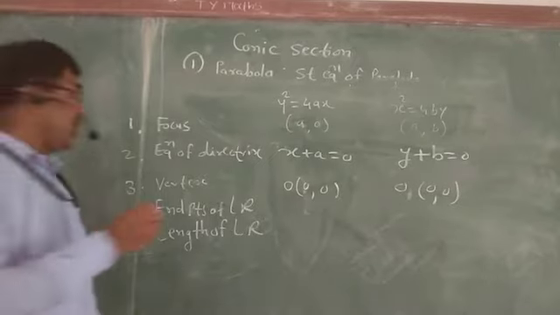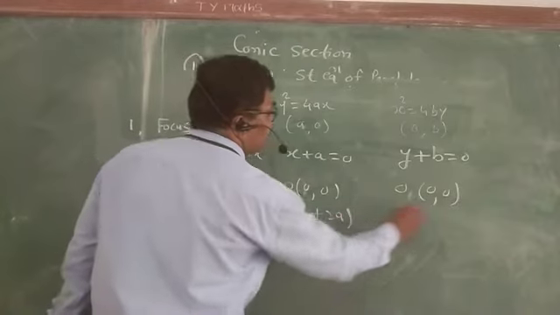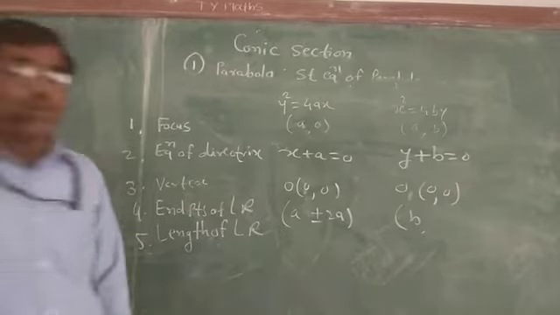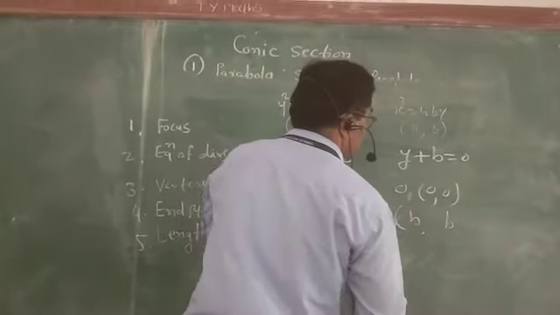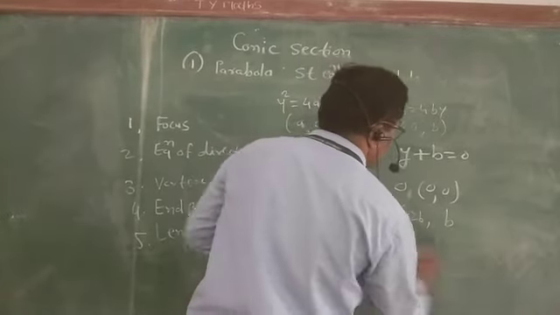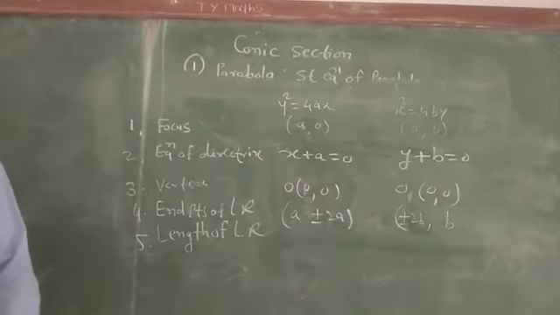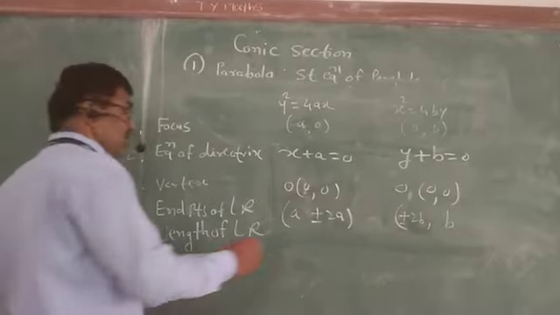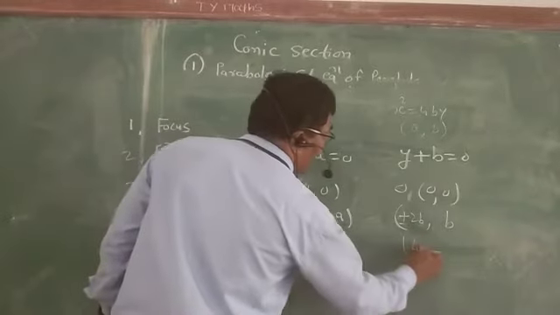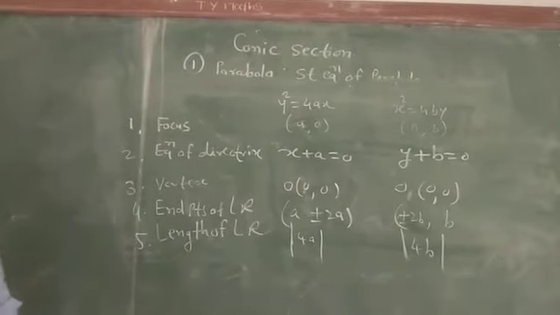Now, end points of latus rectum: A, plus or minus 2A; 2B, B; plus or minus 2B, B. Length of latus rectum, that is mod 4A, mod 4B. See and write in your notebook.